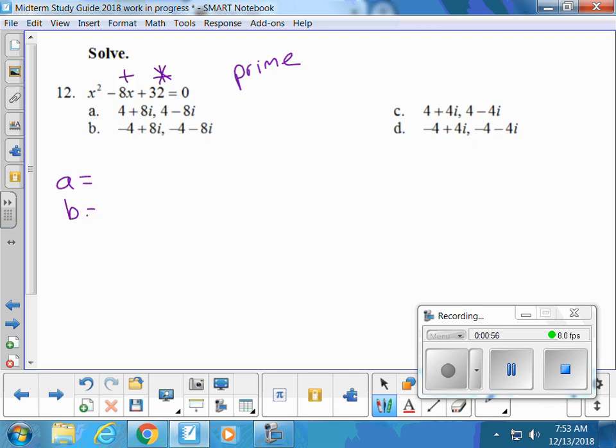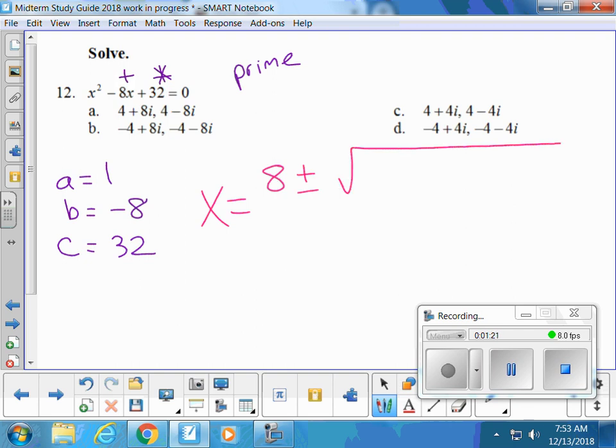Nope, the quadratic formula. So we're going to have our A value be 1, our B value be -8, and our C value be 32. That's how you have to solve anything that cannot be factored that is quadratic, that x squared and that x term. I'm going to sing very slowly as we start putting numbers in. X equals the opposite of B plus or minus the square root of B squared minus 4AC, all divided by 2.